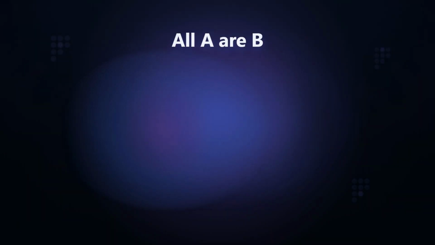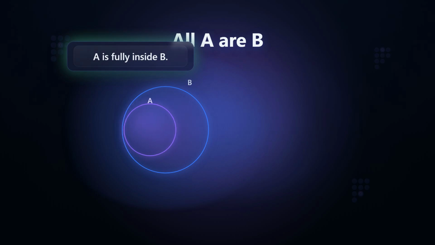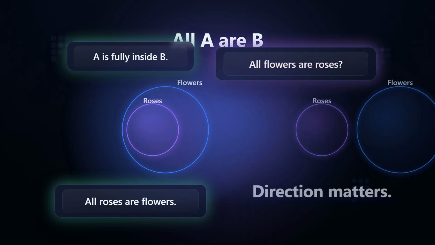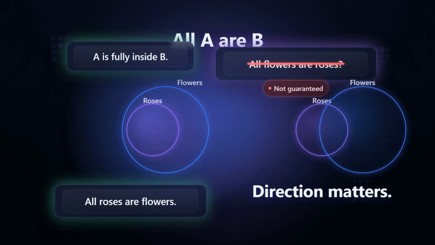Let's start with the most common statement type. All A are B. This means every single A is inside the group B. So if A means roses and B means flowers, then all roses are flowers. But be careful. This does not mean all flowers are roses or all bees are A. The relationship works in one direction only, specifically for this case.